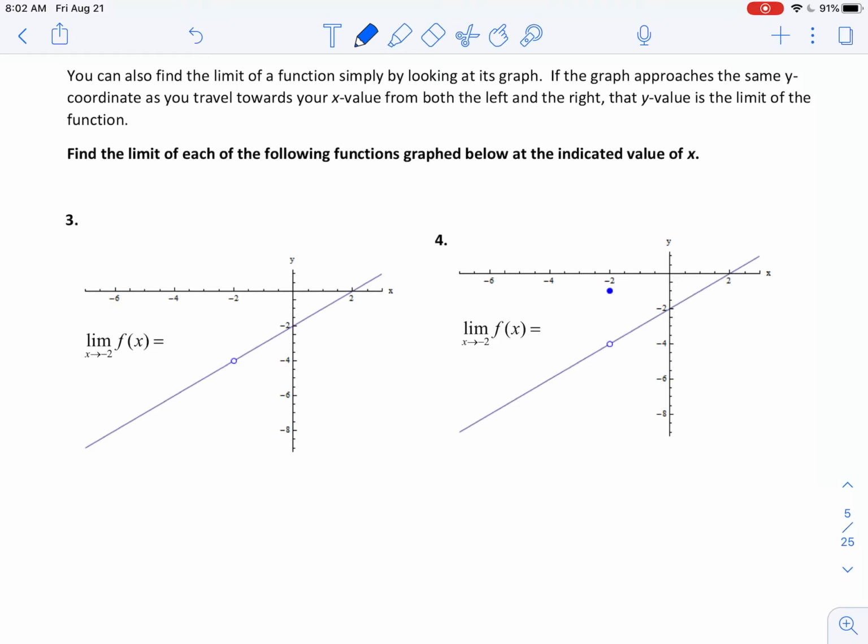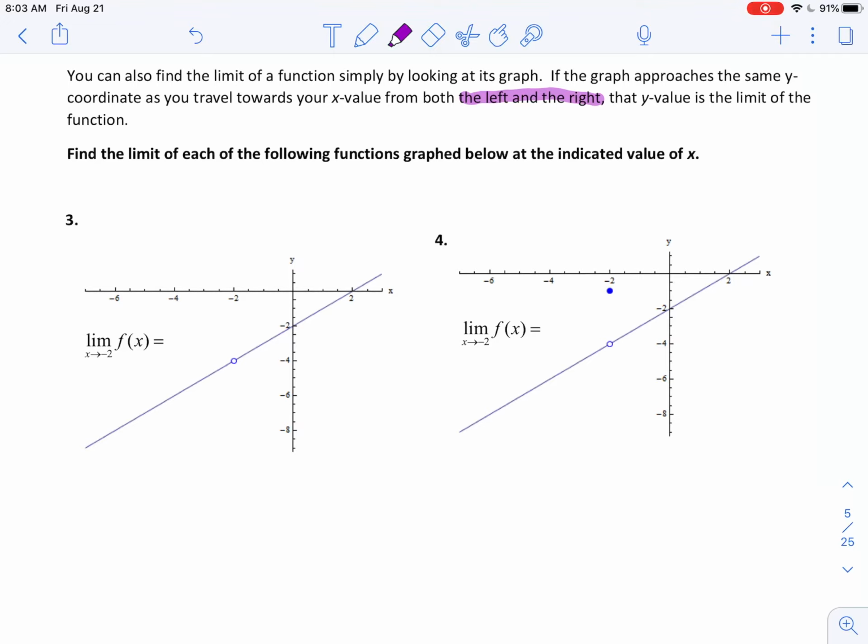All right, you can also find the limit of a function simply by looking at its graph. If the graph approaches the same y-coordinate as you travel towards your x value from both the left and the right, that's important, from both sides, it has to be the same, that y value is the limit of the function.